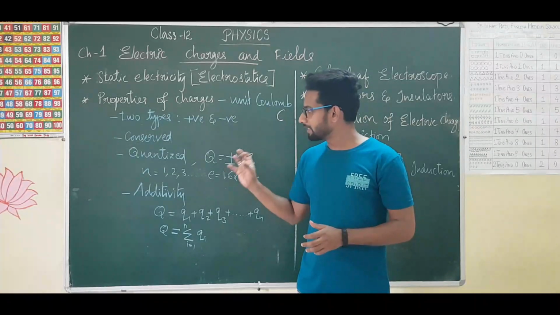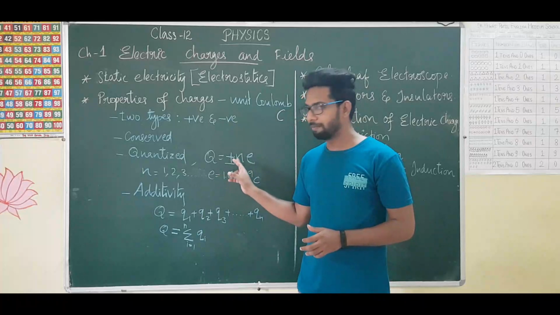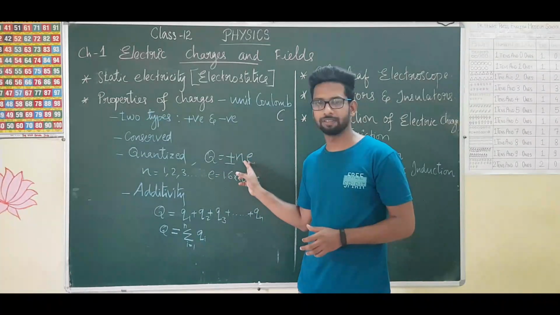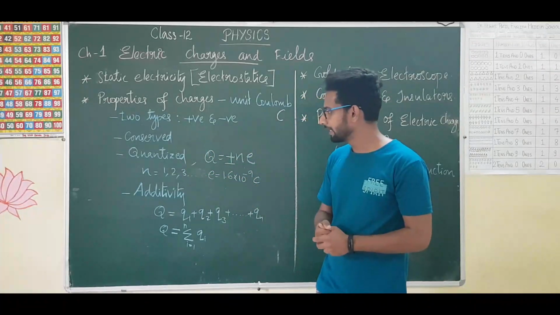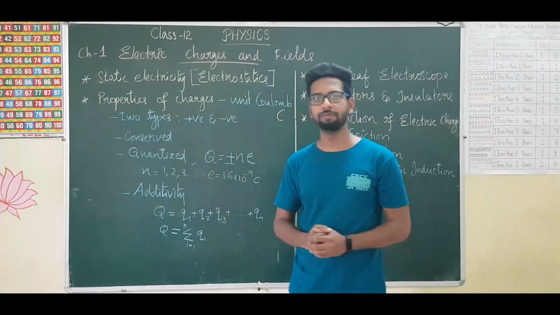So the net charge on the body is an integral multiple of the charge of an electron. That's the meaning of quantized. Okay. Now we can move to the next property, that is additivity of charges.